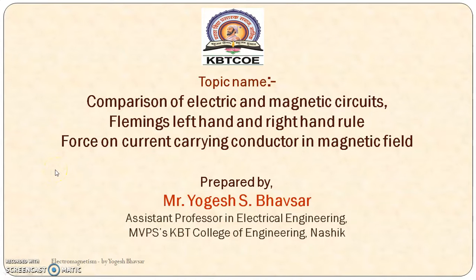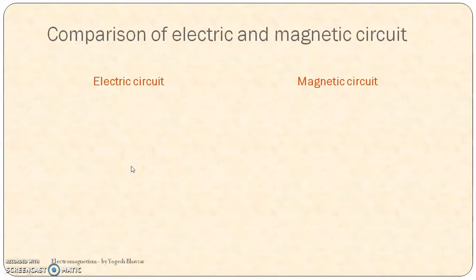So dear friends, in this video we'll cover the comparison of electric and magnetic circuit, Fleming's left hand and right hand rule, and force on current carrying conductor when it is placed in the magnetic field. So let us start one by one topic. Previously we have seen the magnetic circuit and various definitions of electromagnetism, and now we'll cover the next topics of electromagnetism. So the comparison of electric and magnetic field, let us see in detail.